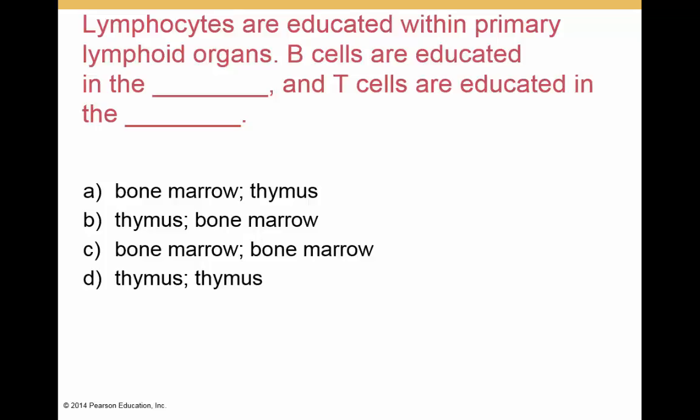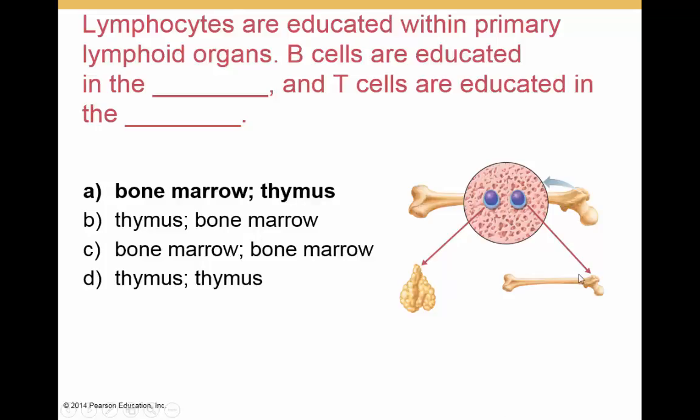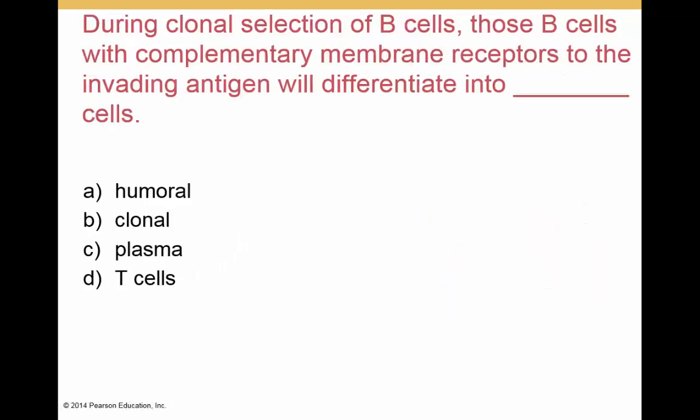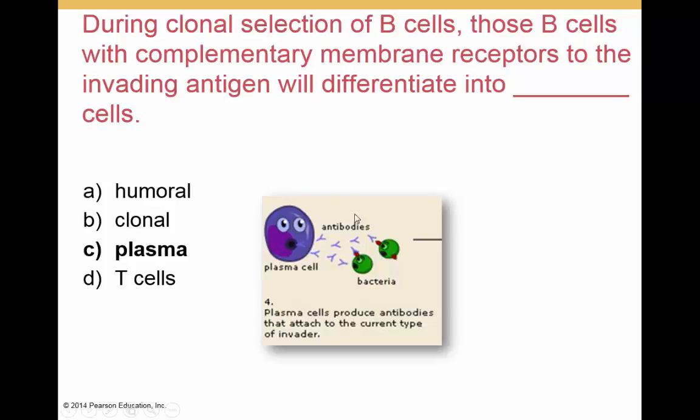Okay, to protect and serve. Lymphocytes are educated within primary lymphoid organs. Right? B cells are educated where, and T cells are educated where? And I know you guys have this down pat, so I'm not even going to wait here. Bone marrow for the B cells. B, bone marrow. T, thymus. T cells go to the thymus. During clonal selection of B cells, those B cells with the complementary membrane receptors to that invading antigen, lock and key fit there, they're going to differentiate into what type of cell? What's the name change when they become activated? And I know you got this one down too, so we will move along. Plasma. The plasma cells are B cells that are spitting out antibody by the tons.